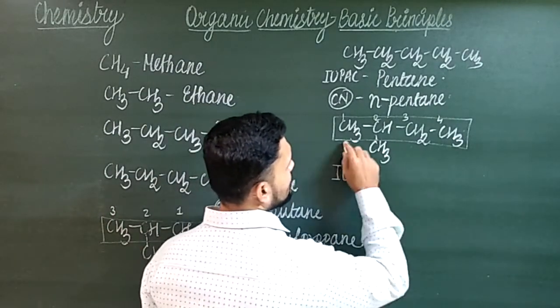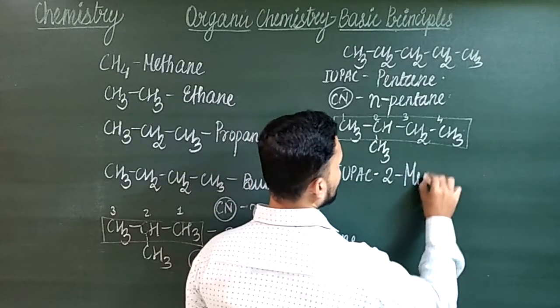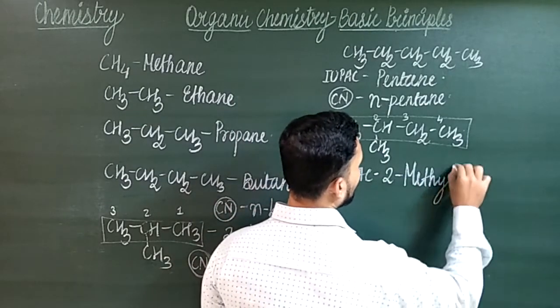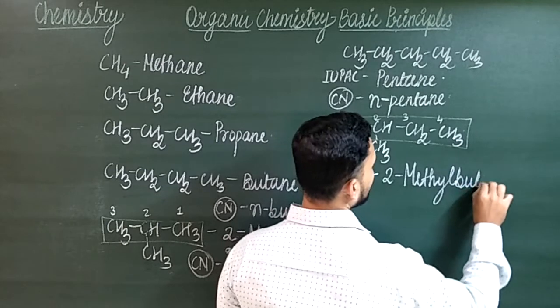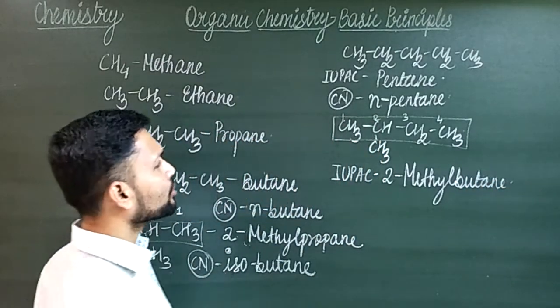So what will be the name of this? Here I am writing the locant of the branch, that is methyl, and the longest chain in that is butane. So this will be written as 2-methylbutane.